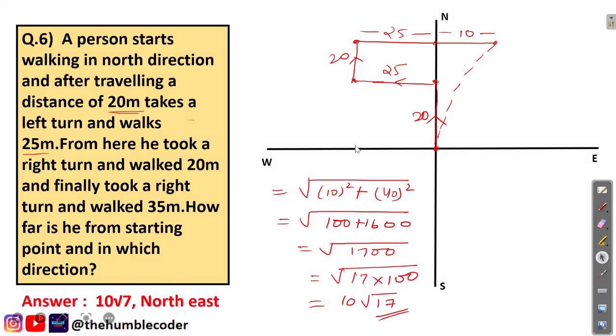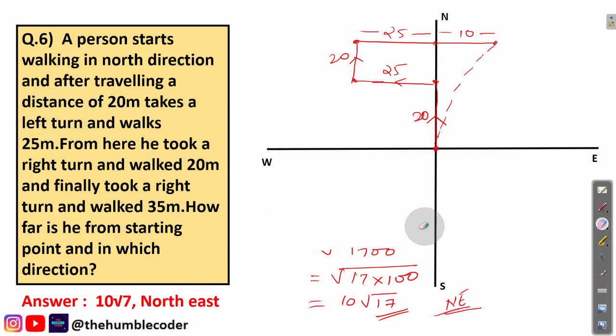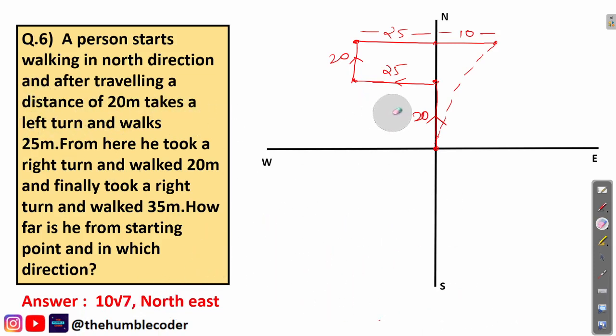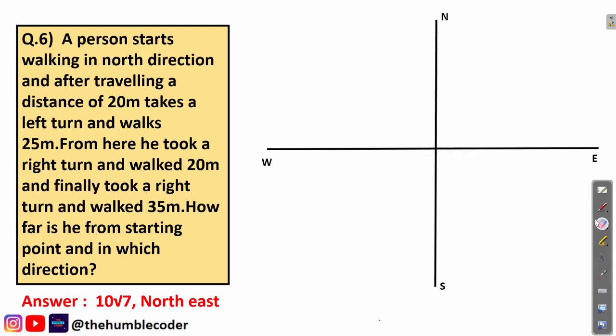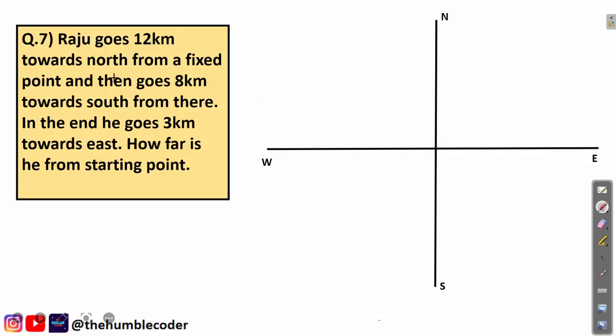And we also have to find the direction. So direction in this case is northeast. So you can see he is in the northeast direction. So the correct answer is 10 root 17 and northeast direction. Moving on to our next question now. So two things are very common in one question, that is the distance and direction. Moving on to the next question now.